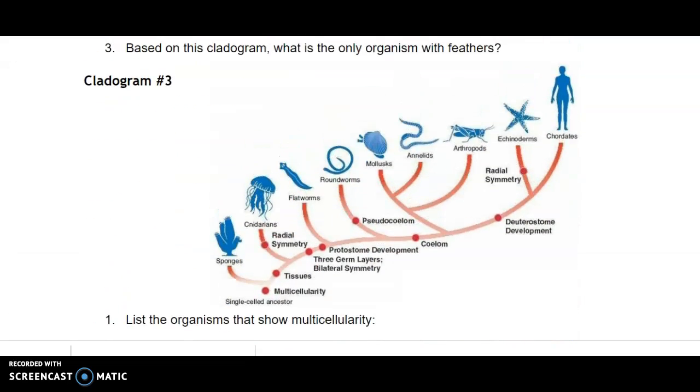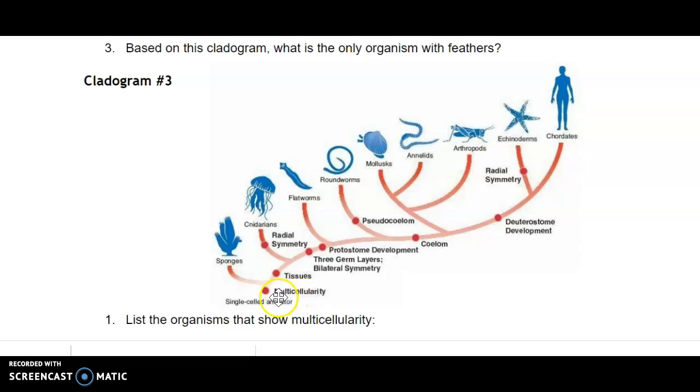And cladogram number 3 says, list the organisms that show multicellularity. So where did being multicellular come in? And it says there was a single-cell organism, and then multicellularity developed here, and then all the animals, sponges, it's the first one listed. It comes past that multicellular node there.